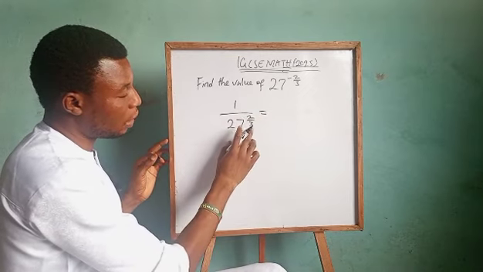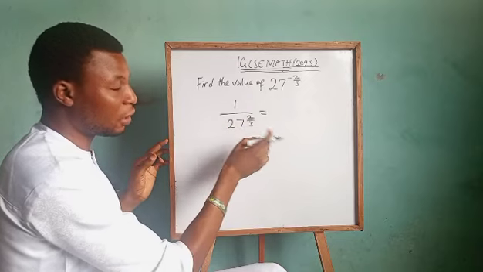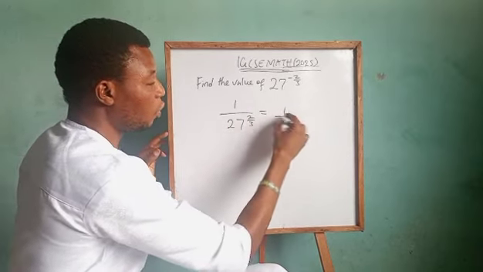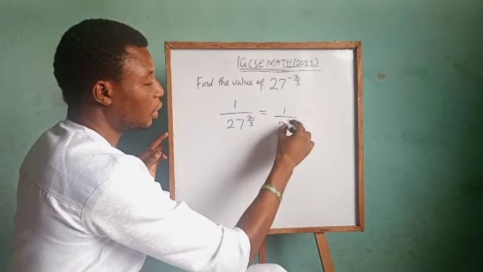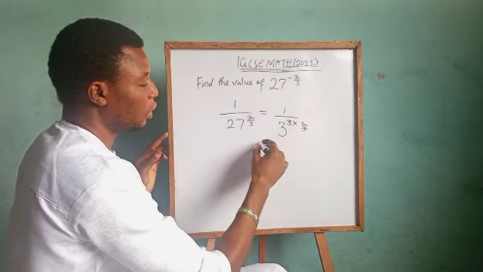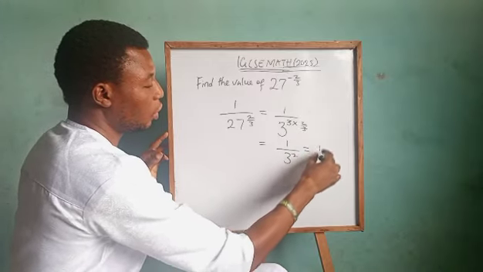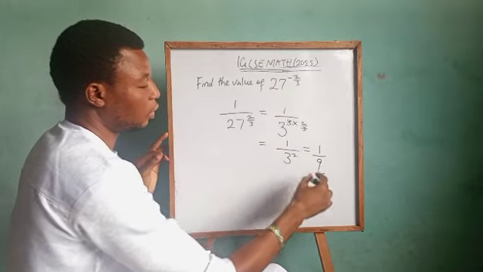Then I'll check this number. This is 27. Which number will I multiply in 3 places that will give me 27? That's 3. So that will be 1 over 3 raised to power 3 multiplied by 2 over 3. So 3 can cancel out with 3. That will be 1 over 3 squared. And 3 squared is what? 9. So that will be 1 over 9. So that's the final answer.